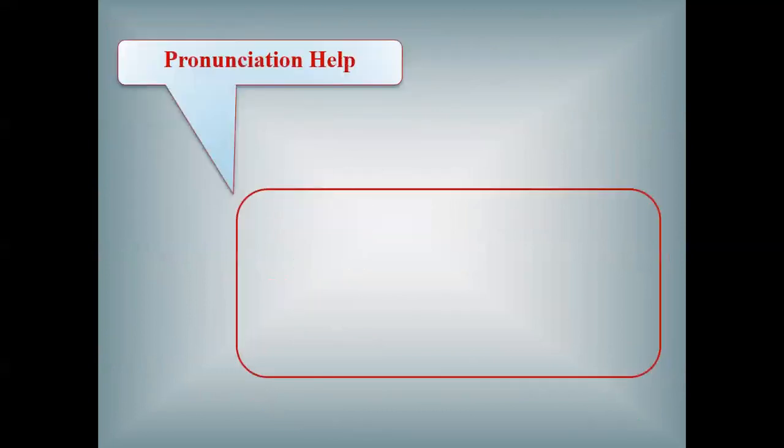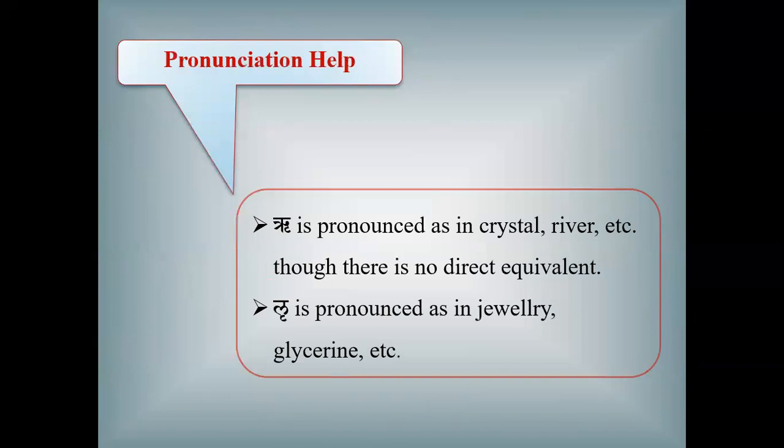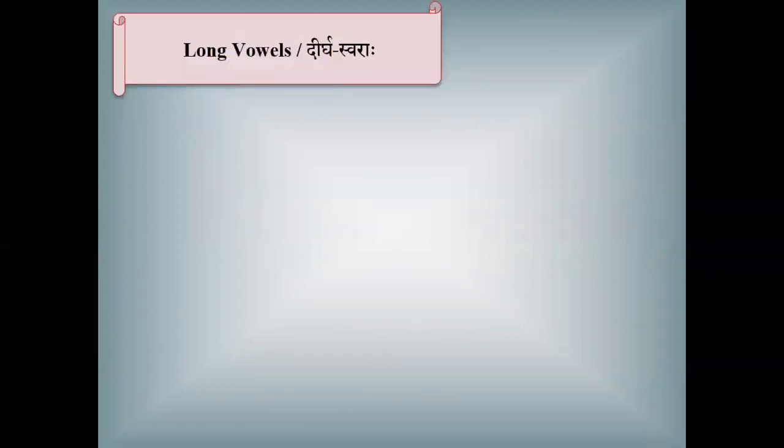Then R. R is a bit difficult to give an equivalent sound. But when you say crystal, that R sound is there. River is also not correct. Crystal is the right word. Then L. L is pronounced as in the word jewelry. I think that word is fine. So it's very difficult to give an exact sound. You can give an equivalent sound in English. Okay. Then after this, the long vowels.